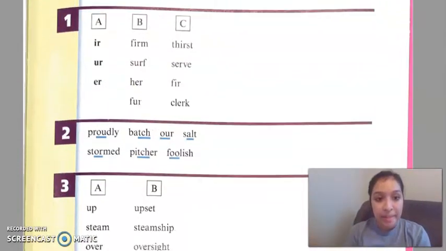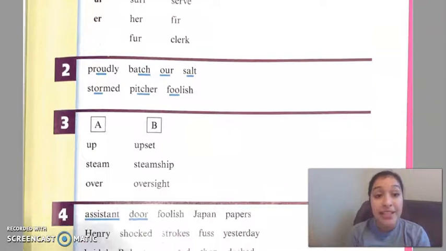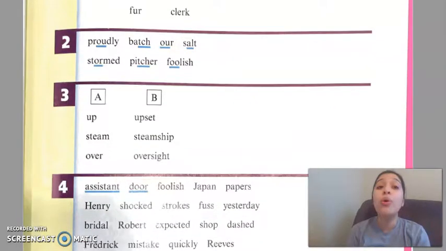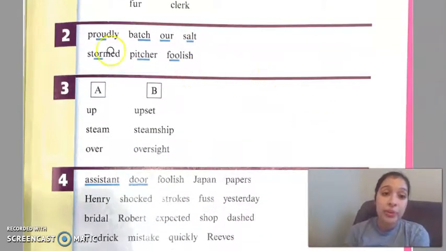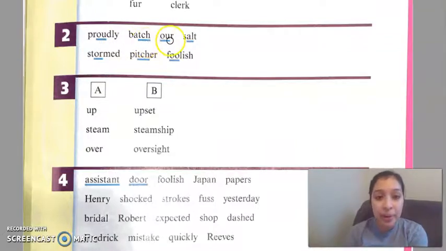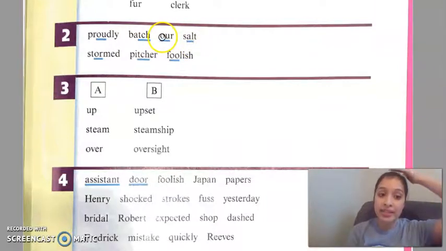Let's go down to box 2. Remember, we say the underlined part and then the whole word. So for word 1, go ahead and touch word 1. What sound? Yes, ow. What word? Awesome. So go ahead and do that. That word is proudly. Go ahead and do that for each word. You say the underlined part and then the whole word. Again, if you make an error, just go back to 1, 2, and go ahead and get started.